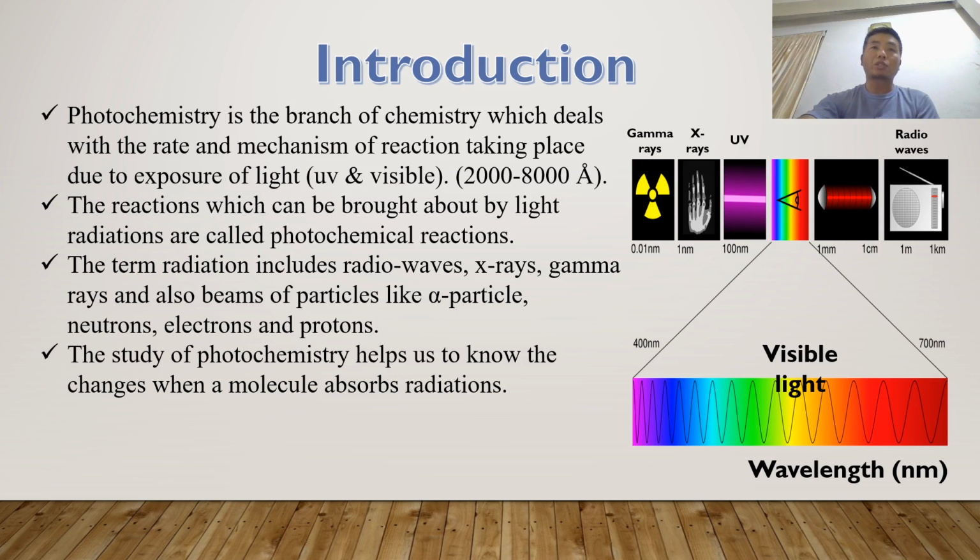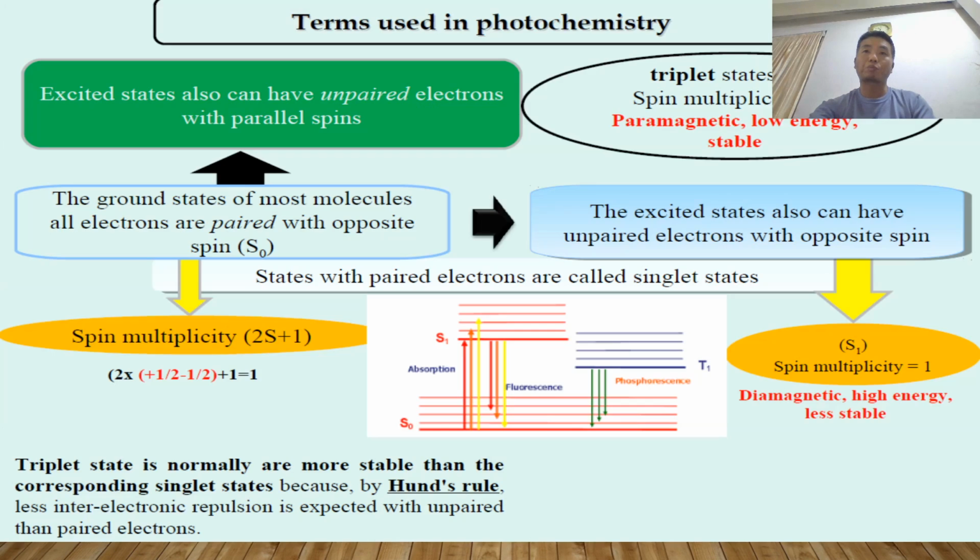Introduction. Photochemistry is the branch of chemistry which deals with the rate and mechanism of reaction taking place due to exposure of light. The reactions which can be brought by light radiation are called photochemical reactions. The term radiation includes radio waves, X-ray, gamma ray, and beams of particles like alpha particles, electrons, neutrons, and protons. And you see the visible light region is the wavelength of 400 nanometer to 700 nanometer. The study of photochemistry helps us to know the changes when a molecule absorbs radiation.